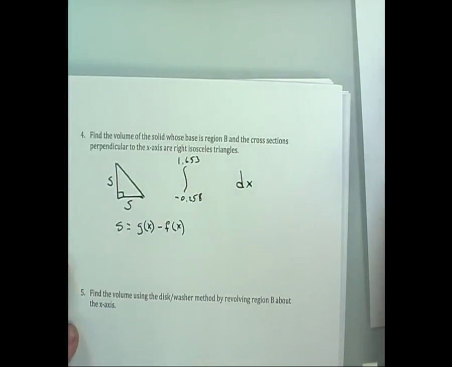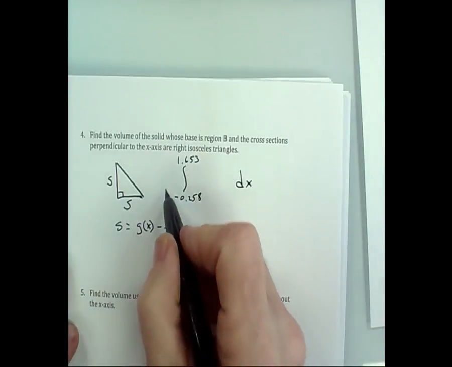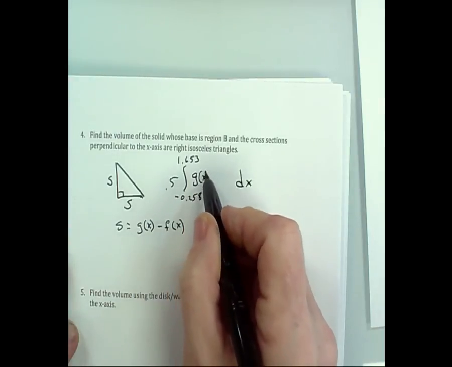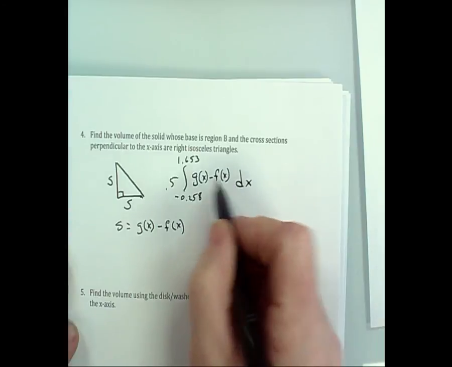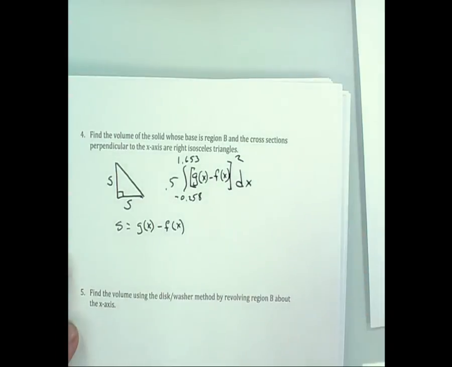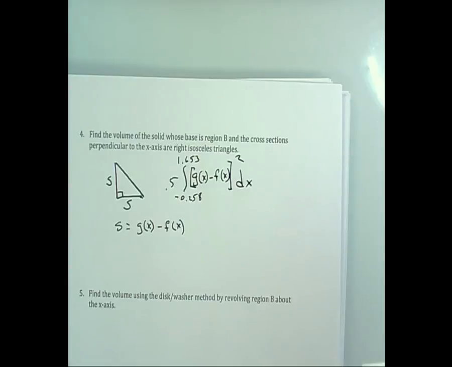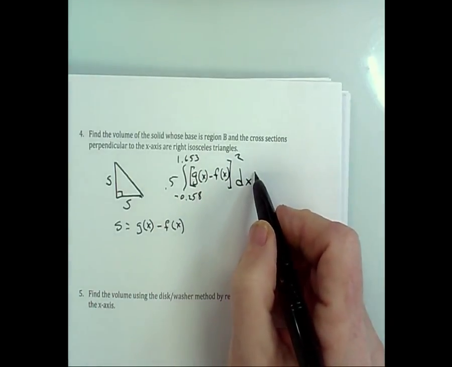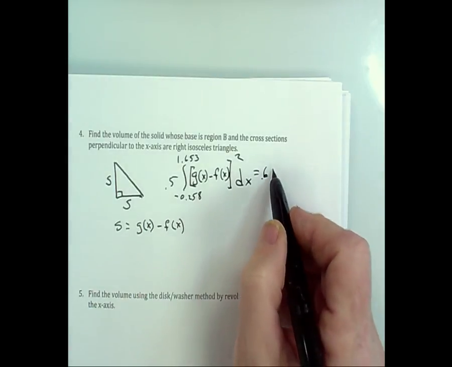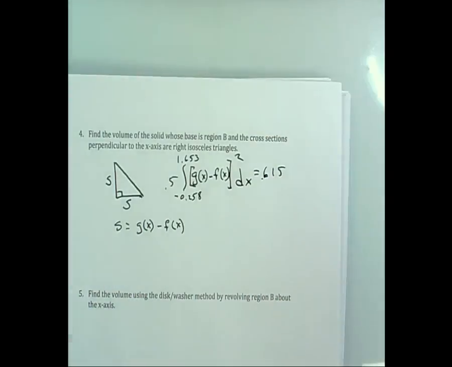What would you have me do? So it would be 0.5 times g of x minus f of x, and that one would be squared. You know you can't use y1 and y2. You do it on your calculator, but you can't write it like that. So it's half of what we had before? Yep. And so it'd be 0.615. Yep. Oh, that was nice.